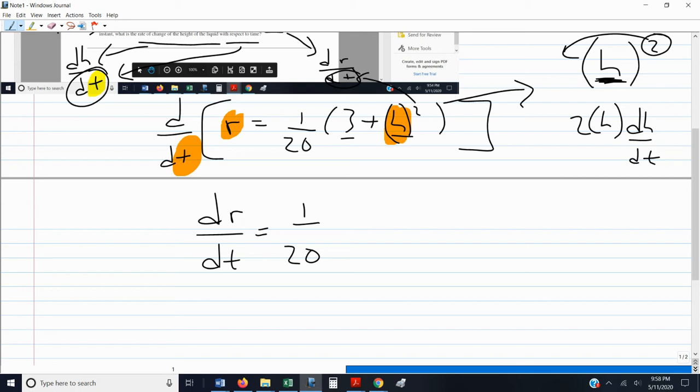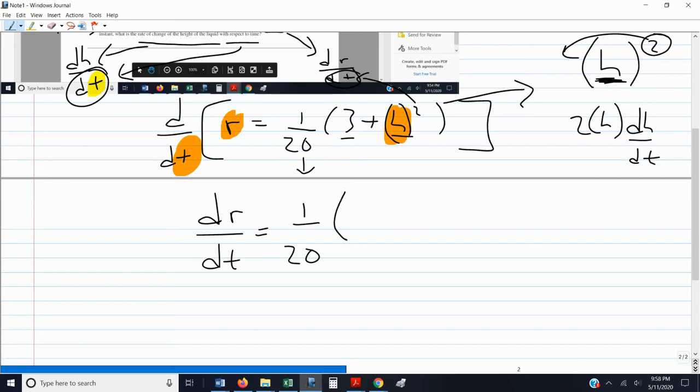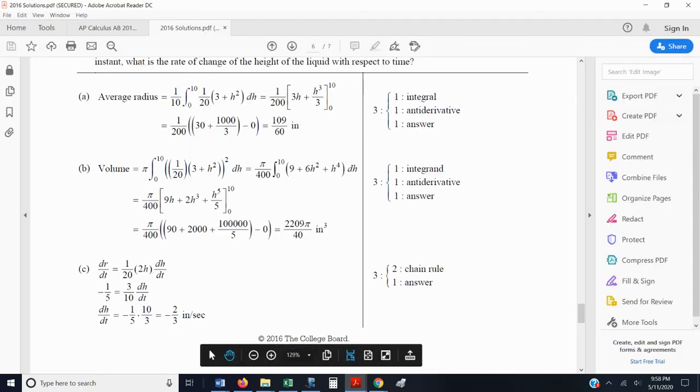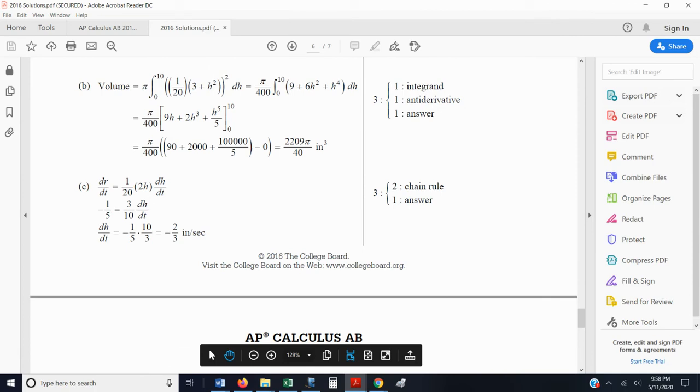That's complicated, and they give you 2 points for that because they know it's complicated. So I have my 1/20 that I brought down, and then again, 2 is moving down, the inside is staying, 2 becomes a 1, the derivative of the inside, the derivative of h is dH/dt. So that is the derivative using the chain rule for that h squared. And as you can see, that is 2 points for getting that derivative with the chain rule.